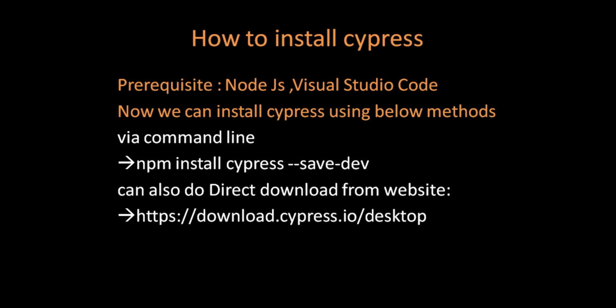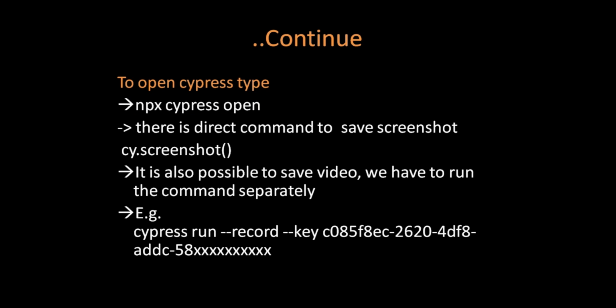Now, to install Cypress, we have to write npm install cypress, and the other values to save in some place. So if you write npm install cypress, then it will also get installed. Another way to install is the direct download: you can go to this website and download the zip file, then unzip it, then run the executable file.